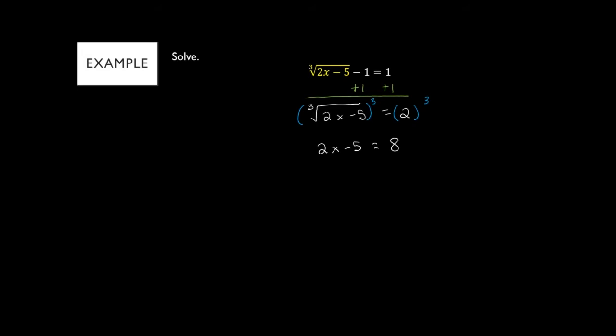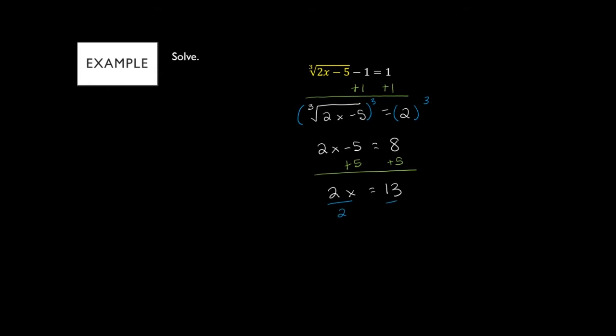And then from here, we just have a linear equation to solve, and we're going to get one answer out of here because it's linear. Linear means one solution. So now you just solve for x, which is fairly straightforward. So we'll add 5 to both sides. And you are welcome to do this at the same time. 8 plus 5 is 13. So we have 2x equals 13.